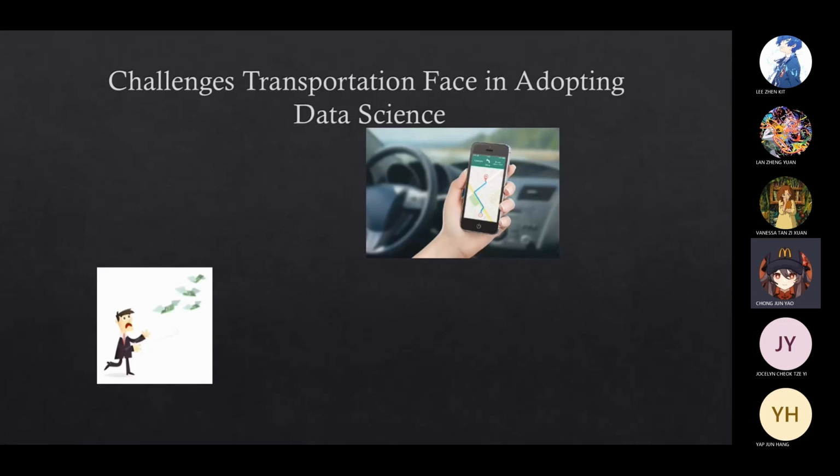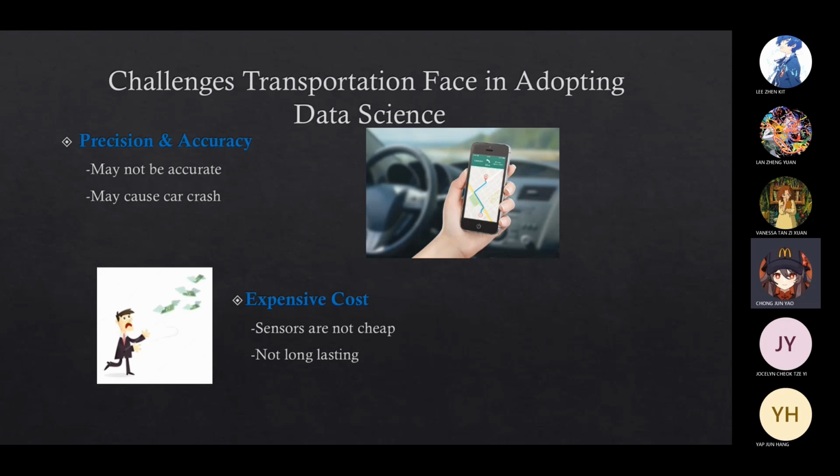Hi, I'm Junior, and now I'm going to present the challenges we face in adopting data science in the transportation sector. The first one is precision and accuracy. When we talk about data science in transportation, it's about implementing sensors. Sometimes sensors may not be accurate and the live location may not be precise. For example, when we are using GPS, the displayed cars on the monitors may not be as accurate as they are in real time. This may cause serious issues such as car crashes.